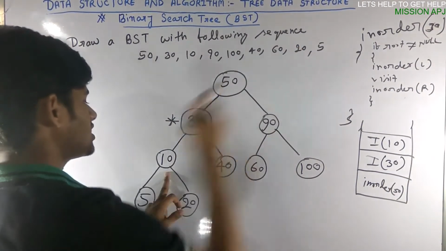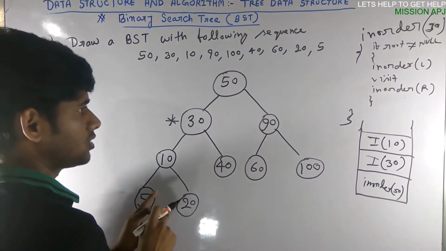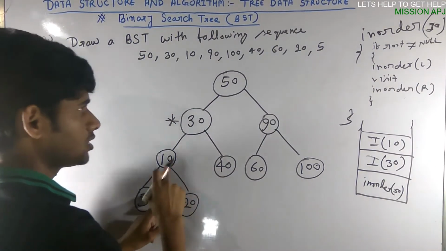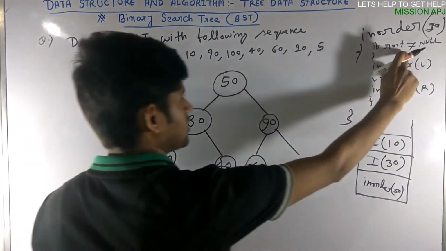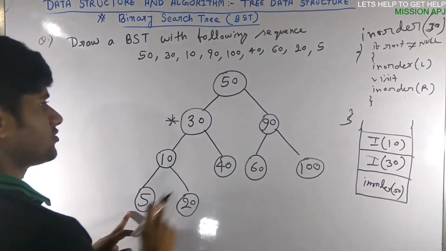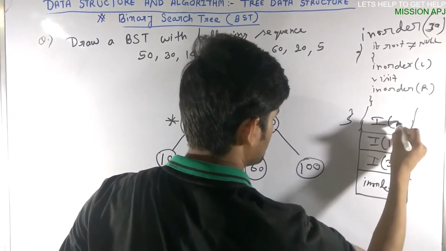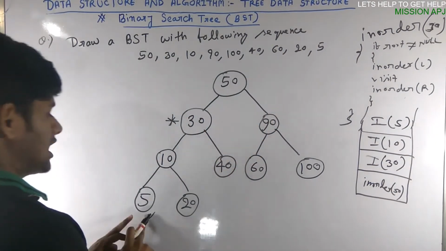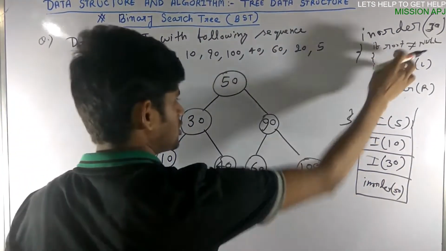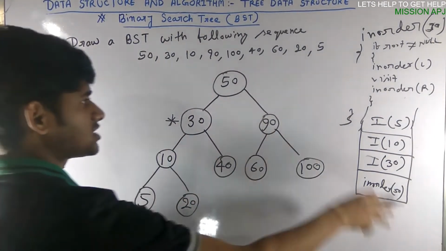Now, not null. Okay, fine. 10 is not null. In order we will call it with left. Left is 5. So again in order with value 5 will be called. Now again check whether it is null or not. 5 is not null. Come inside.